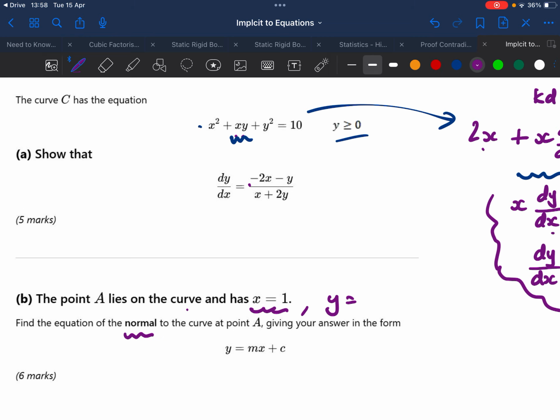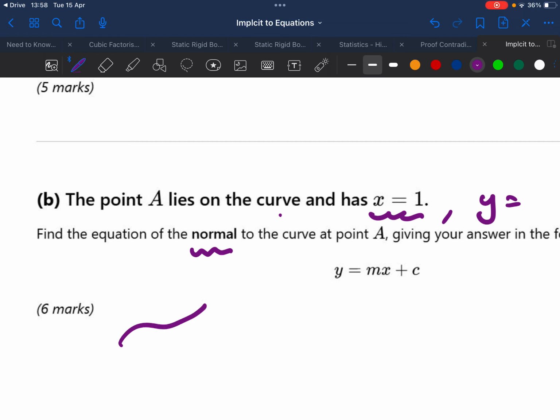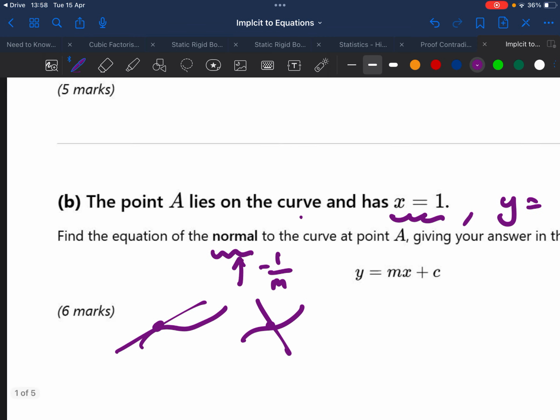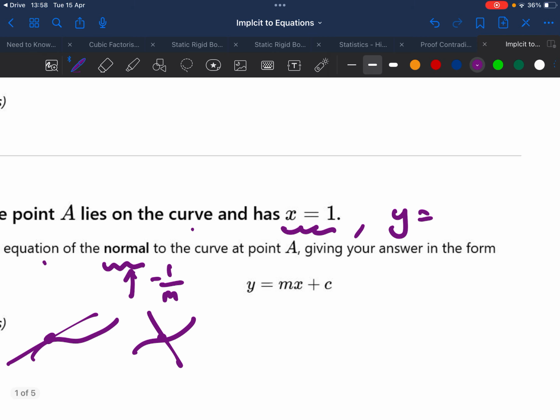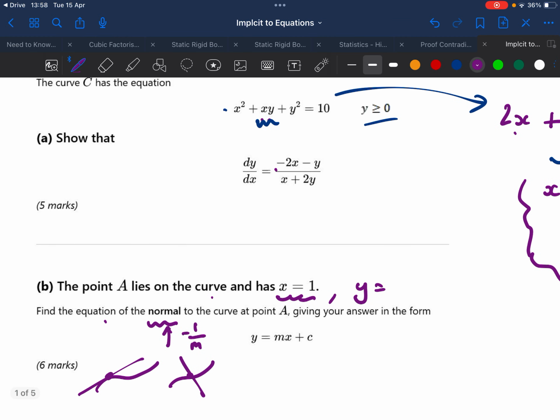So normal, how do normals work? When you have tangents, remember they copy the gradient. When you have normals, they do the negative reciprocal. So I need the negative reciprocal, and I need to use it with a coordinate, don't I, if I want to find an equation, giving my answer in this format. Okay, so I think we're ready to have a go at it. So first thing we're going to do is try and find our y value.